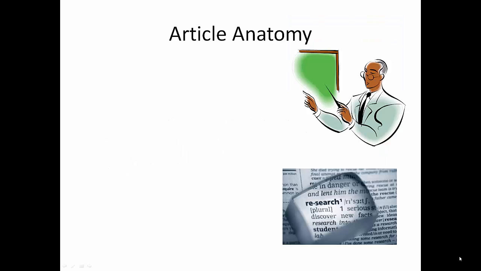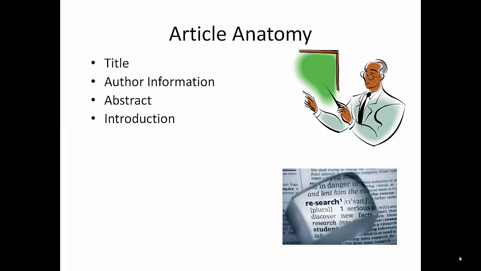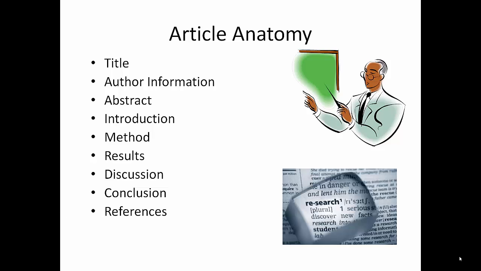Most social scientific articles contain the following common elements: a title, author information, an abstract, an introduction, a method section, results, discussion, conclusion, references, and sometimes an appendix. Let's look at our example to take a closer look at each of these sections.